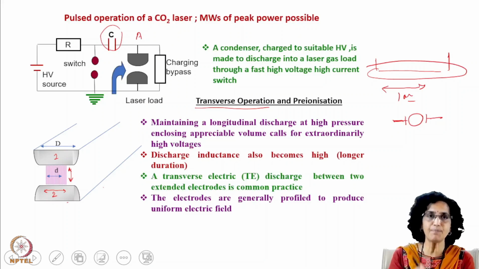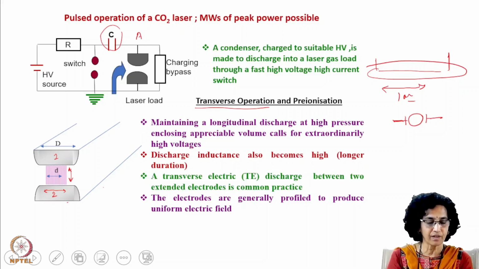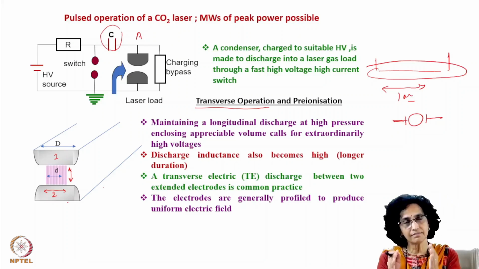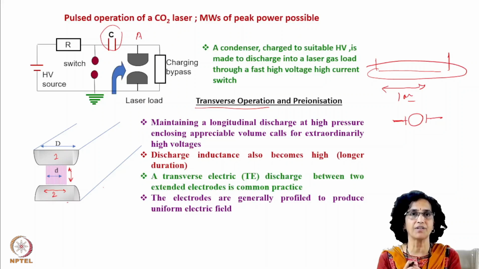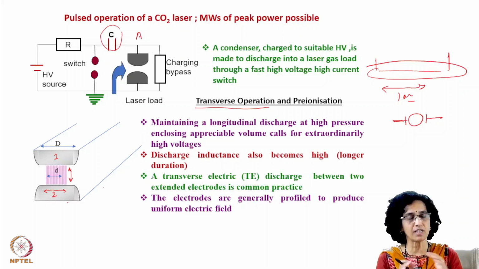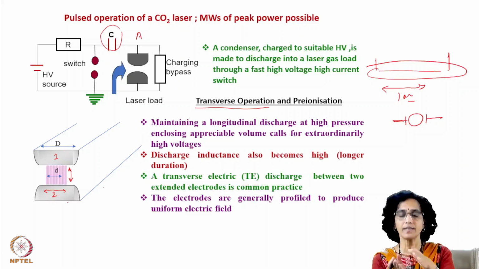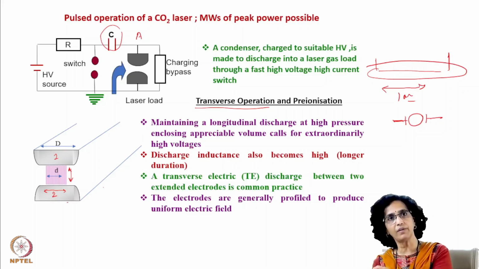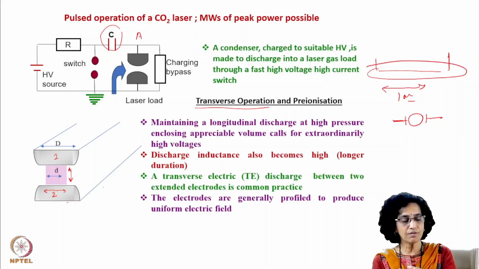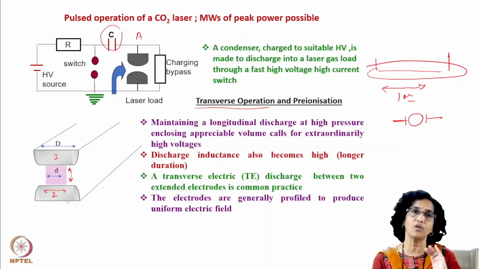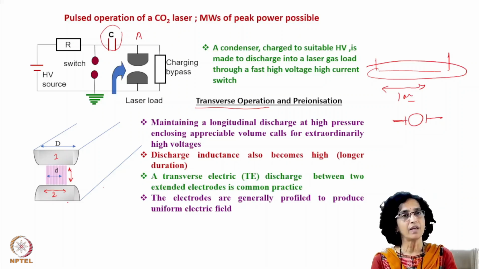However, in spite of profiling our electrodes, in spite of making our discharge duration within that glow to arc transition time, yet it is very difficult to get a uniform glow discharge in that large volume. We definitely require some appreciable volume because that is what will give us the total energy output. So in that entire volume, getting the kind of glow discharge that we require of uniformity is difficult.